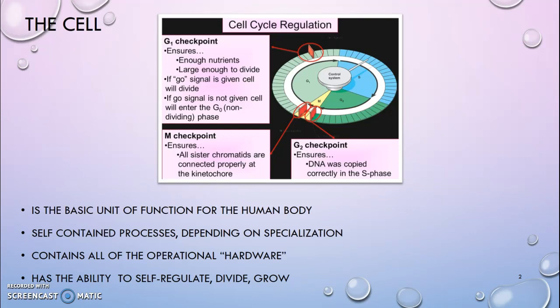So for a minute, we're going to go back to anatomy and physiology. The cell is a self-contained unit and the basic unit of function for the body. The cell contains all of the operational hardware, much like the hard drive of a computer, in the form of DNA, which informs the cellular processes. Some of these processes include the cell's ability to self-regulate, generate energy, divide and grow, as well as processes for the end of a cell's life.